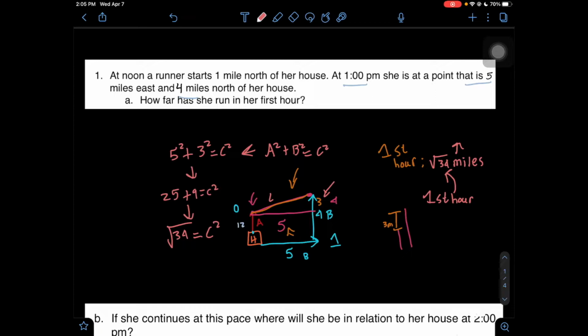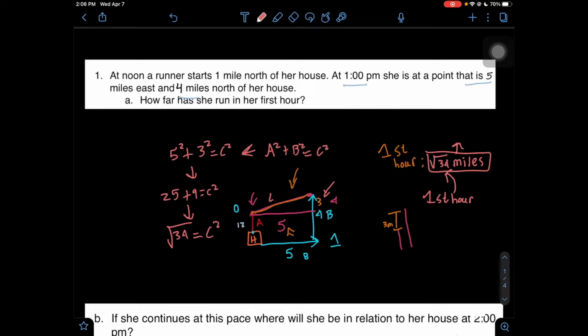We know that she traveled the square root of 34 miles in her first hour, and we cannot simplify the square root of 34. That means our answer is she traveled the square root of 34 miles in her first hour, and we're going to leave it in radical form because that's the most accurate.